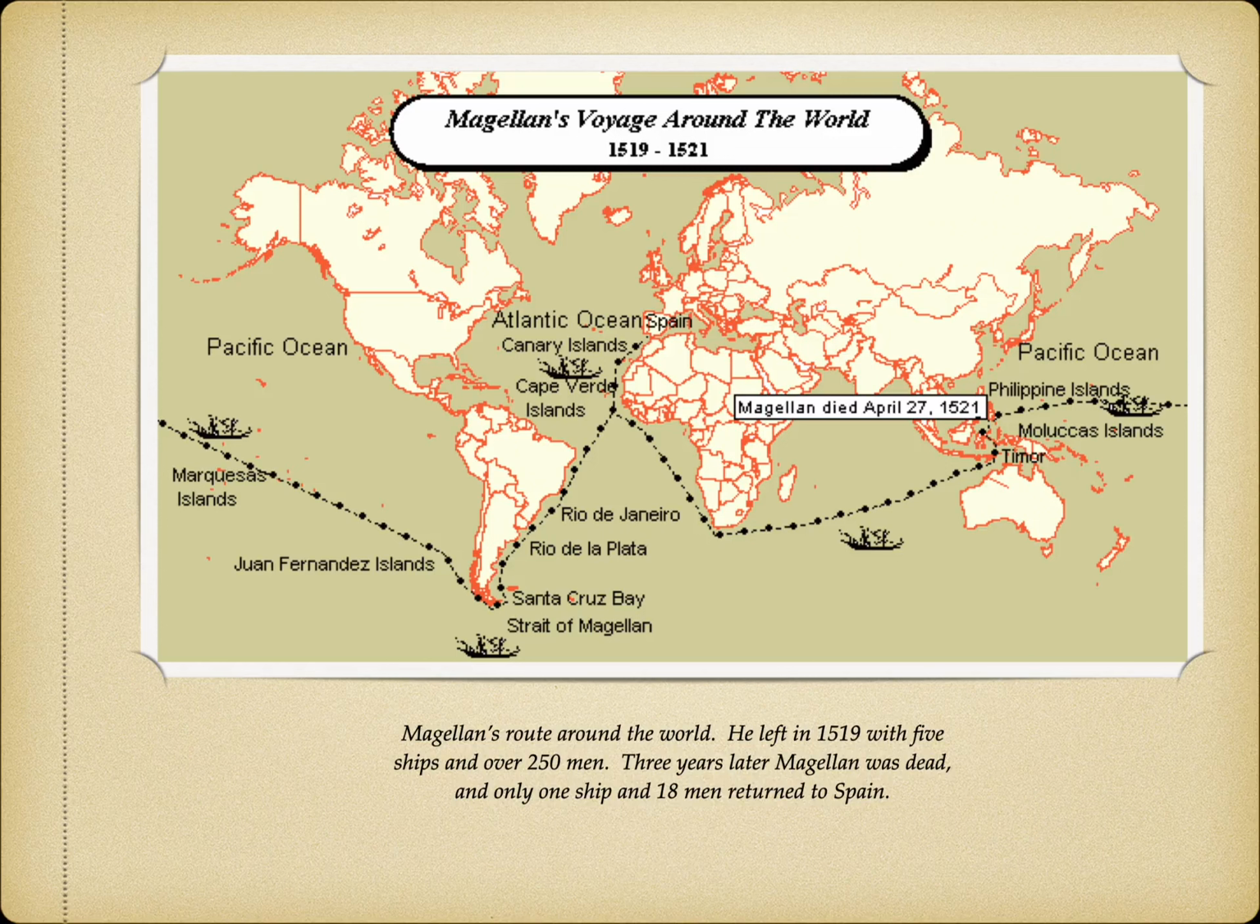He leaves in 1519 with 5 ships and 250 men. We come back with 1 ship and 18 dudes. It's an 80% material loss and over a 90% casualty rate. Yes or no, this was a successful voyage?